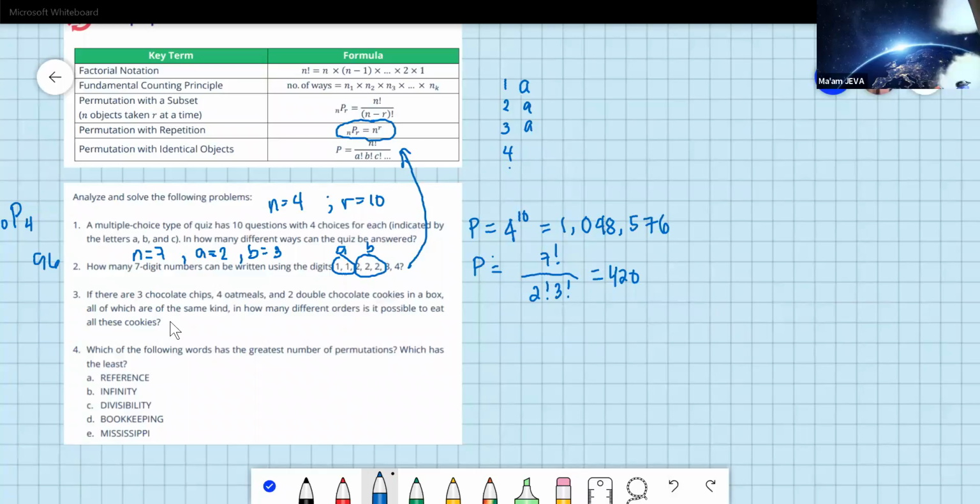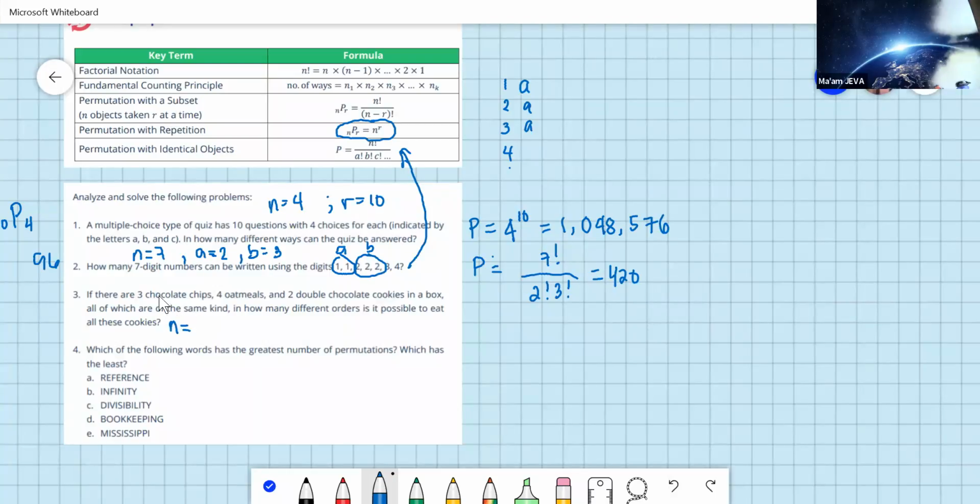Correct, it is an identical object problem. So you have your N. How many cookies are there in all? 3 plus 4 is 7, plus 2 is 9. So 9 cookies in all. The chocolate chips are identical, so you call it letter A, which is 3. You call oatmeal B, which is 4. And your C is the double chocolate cookies, which is 2. So just substitute that. You have 9 factorial over 3 factorial, 4 factorial, and 2 factorial.